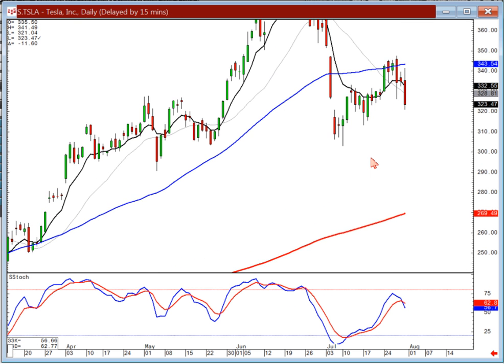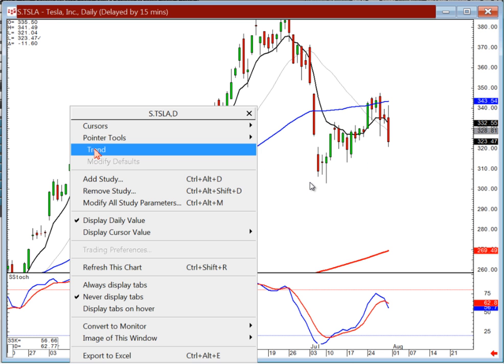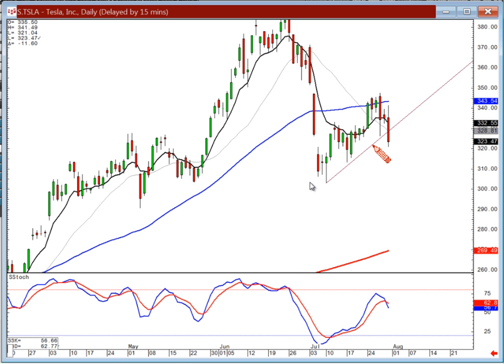This is more obvious. This is Tesla. Where did they fail? Right smack dab off the 50-day moving average with a bearish engulfing. Now you've got a bearish doji sandwich. Let me do this just to see if I can do it right.